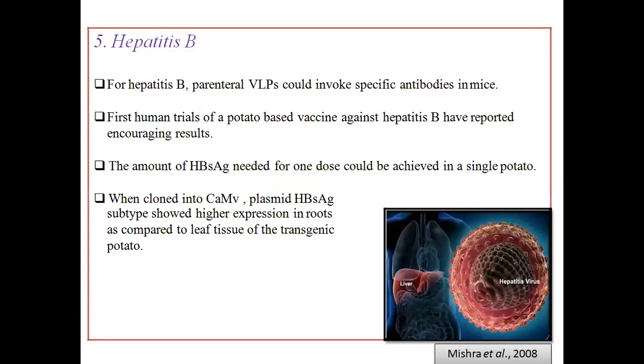And for hepatitis, the parenteral VLPs could invoke specific antibodies in mice. The first human trials of potato-based vaccine against hepatitis B have reported encouraging results. And the amount of HBsAg needed for one dose could be achieved in a single potato. When it is cloned into CaMV or plasmid HBsAg, the subtype showed higher expression in roots as compared to the leaves of the transgenic potato.